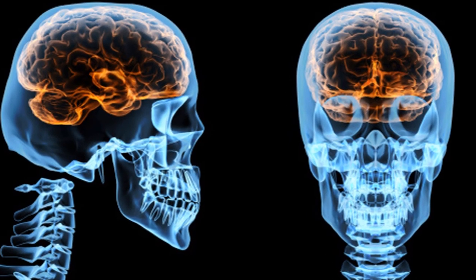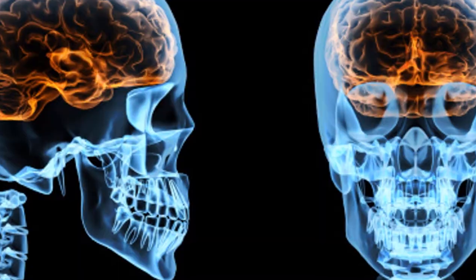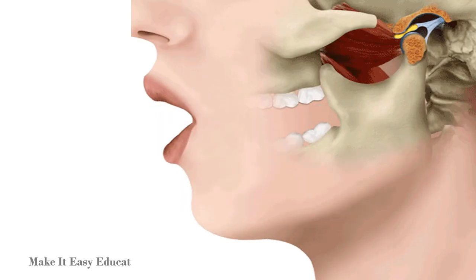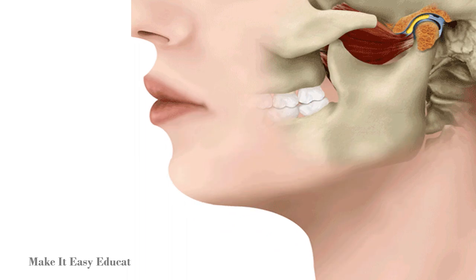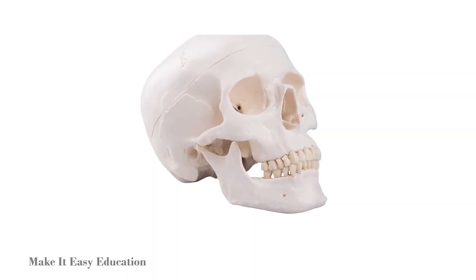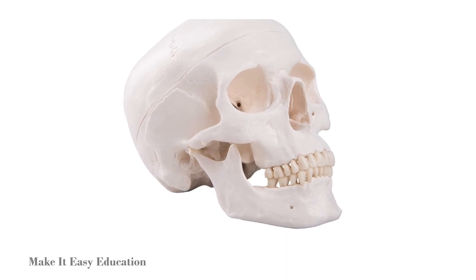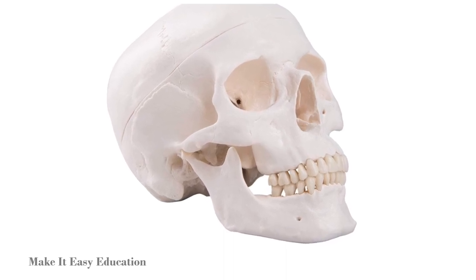The skull covers and protects the brain. It also gives shape to the face. The lower jaw is the only movable bone in the skull. All other bones of the skull are fixed. The lower jaw is joined to the upper jaw. The upper and lower jaw have teeth.